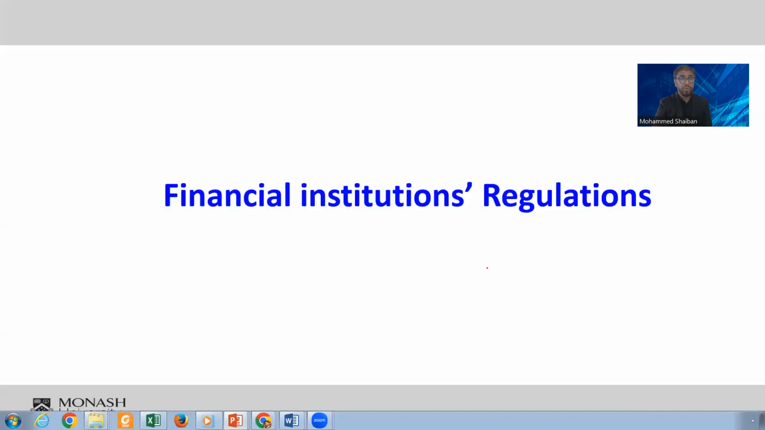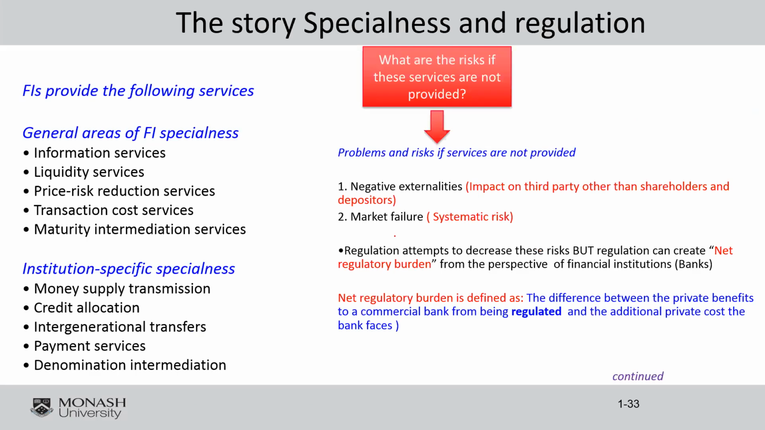Now, if you allow me to share, I will try to go fast over it. As I told you, we are talking only about one part of regulations, which comes from this perspective. We already talked about the special services that banks provide. These are the 9 items which we talked about in part 2 of this week's lecture. We talked about general areas and institutional specialness.